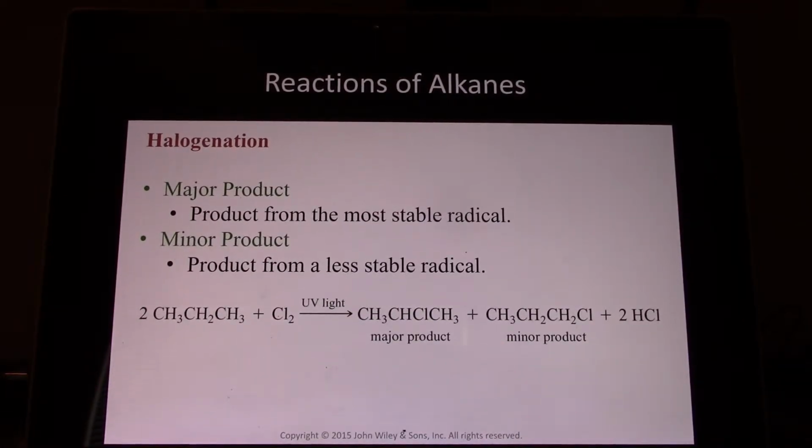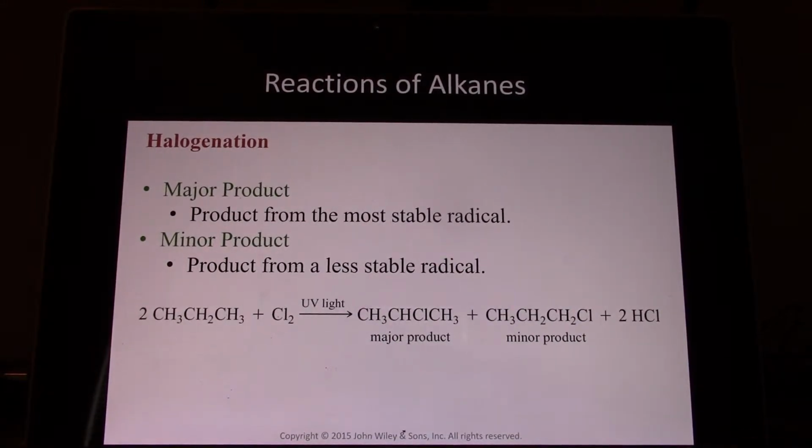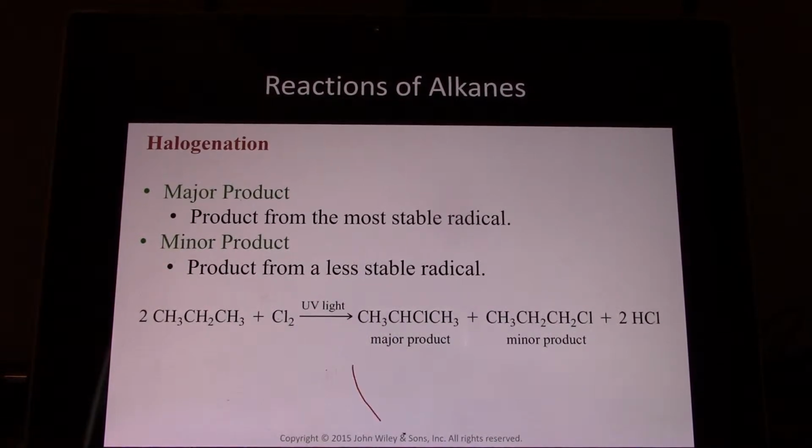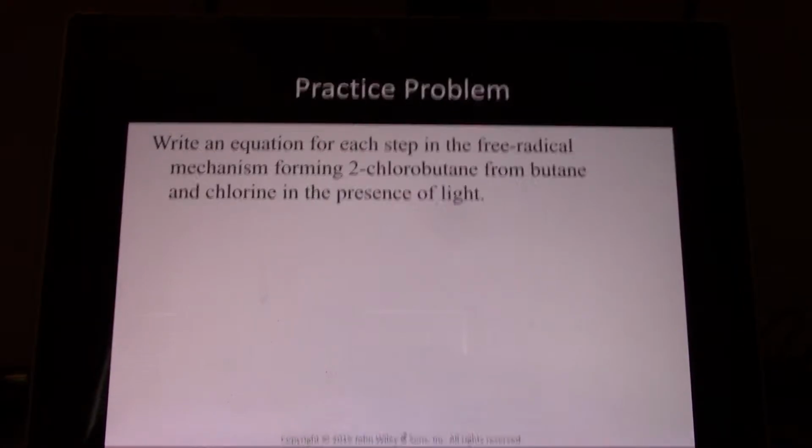Halogenation. Your major product is typically from the most stable free radical, and the minor product is from the less stable free radical. So in this case, our major product is going to be 2-chloropropane, because that's a more stable free radical. The minor product is 1-chloropropane, because that's a less stable free radical.